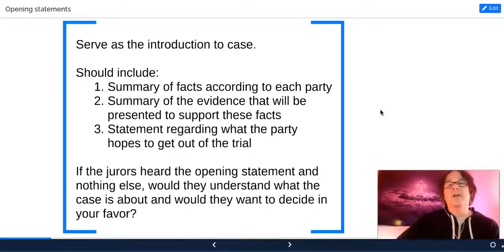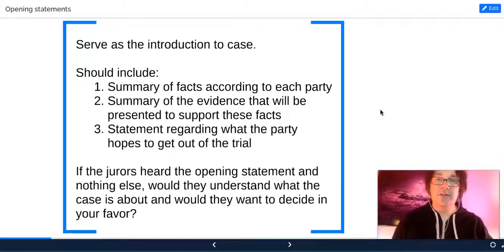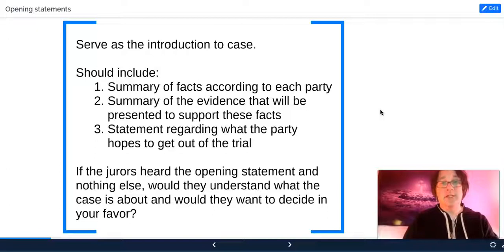to prove it. Also, we want to include in the opening statement or opening argument a statement regarding what the party hopes to get out of the trial. So if you're the prosecution, you should end your opening statement with, we hope that you will do the right thing and return a guilty verdict, or something along those lines. We hope that you will make sure that justice is served and return a guilty verdict.